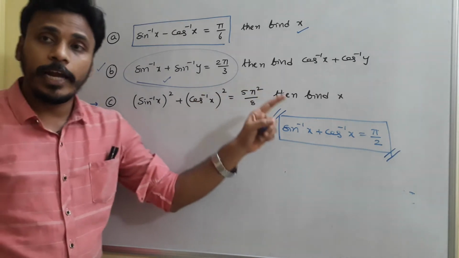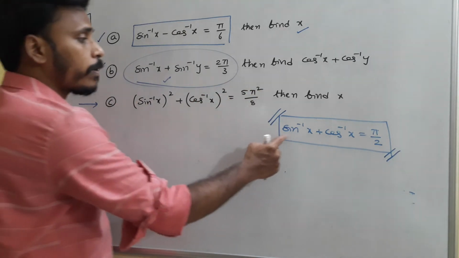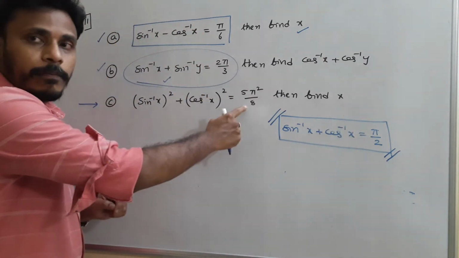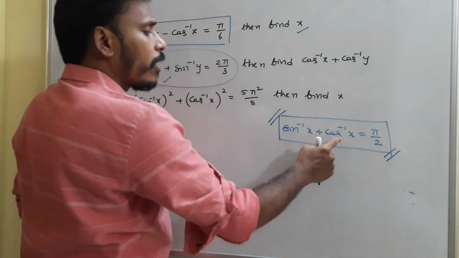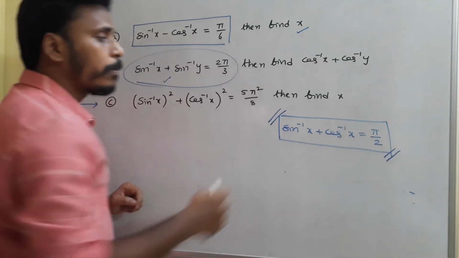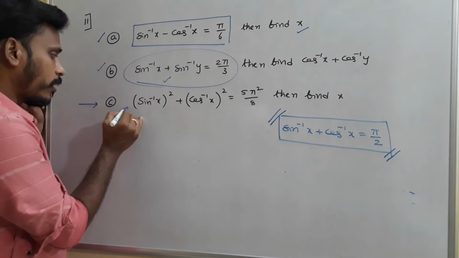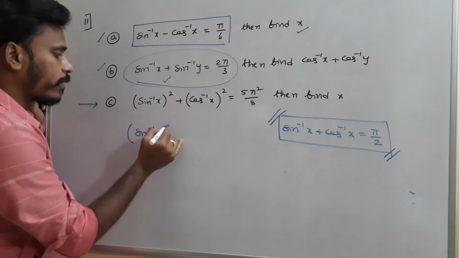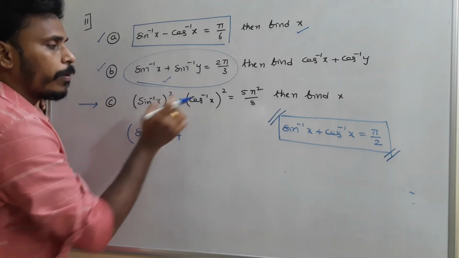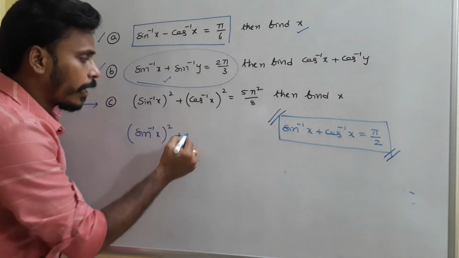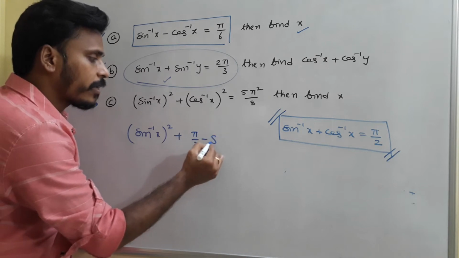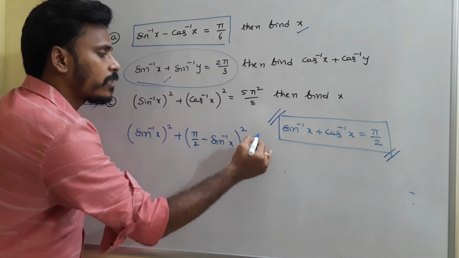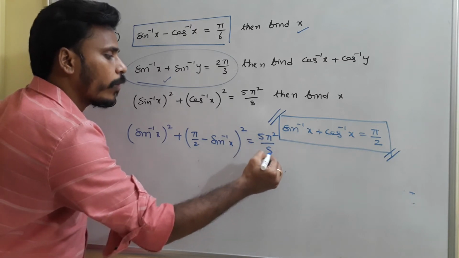And we need to find the value of x. So, sin inverse x plus cos inverse x is equal to pi by 2. This is given. So, for some time, replace cos inverse x with pi by 2 minus sin inverse x. So, this particular equation will become like this: (sin inverse x) whole square plus (pi by 2 minus sin inverse x) whole square, and that is equal to 5 pi square by 8.